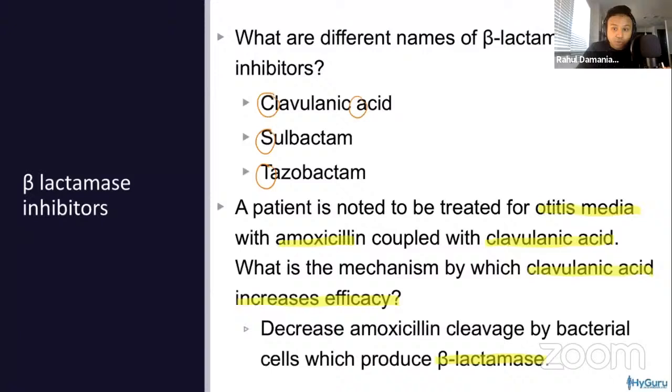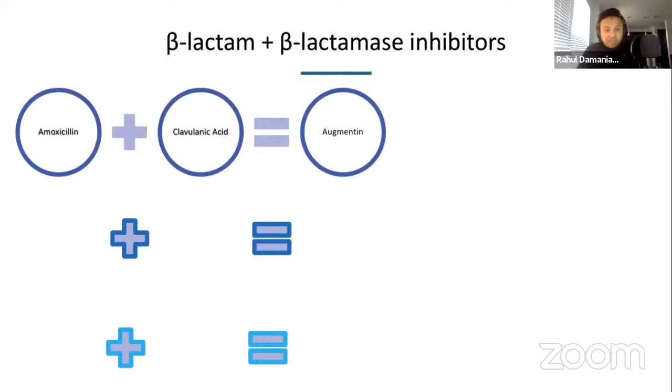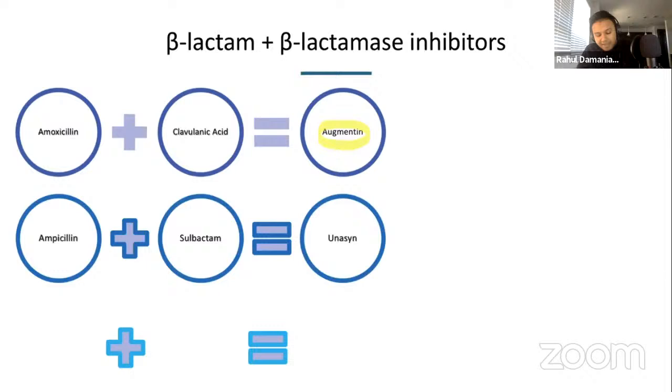So I want to make sure that you not only are prepared for the USMLE, but maybe even for your CEP2CK, as well as your actual clinical rotations. And we use beta-lactam plus beta-lactamase inhibitors very commonly in the clinical setting. For example, amoxicillin with clavulanic acid, many of you probably know that that is Augmentin. The IV form of Augmentin is essentially ampicillin with sulbactam, and that's called Unasyn. And this is an IV medication.